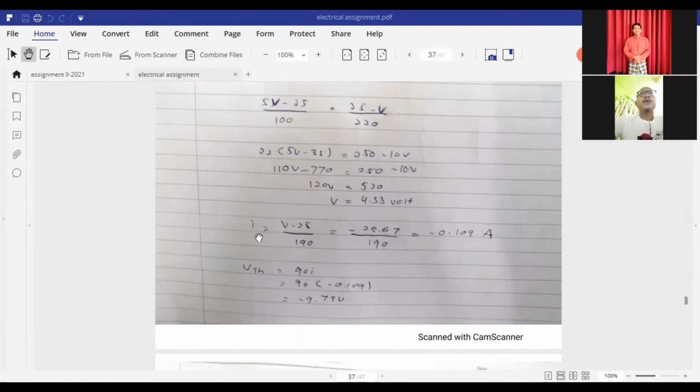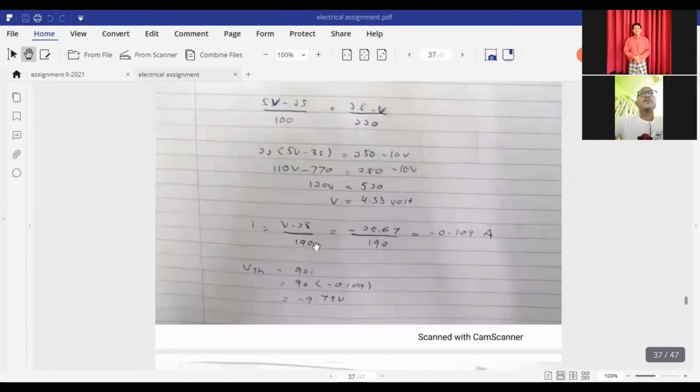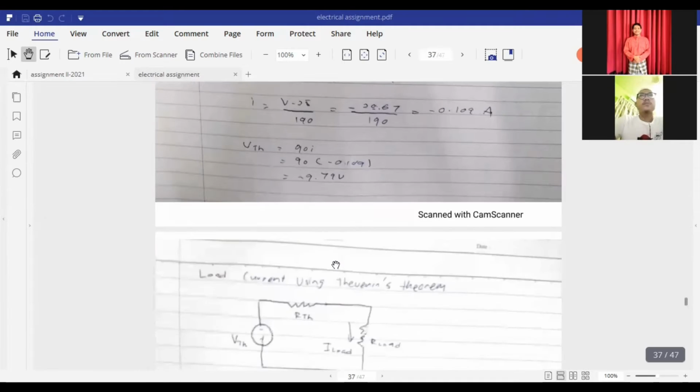Next, we find I. I is the current for the circuit. We find I current. We got negative 26.67 over 119. We get negative 0.109 ampere. For the Thevenin theorem, we get negative 19I. We replace this and get the answer from this. We put here and we get negative 9.79 volt.